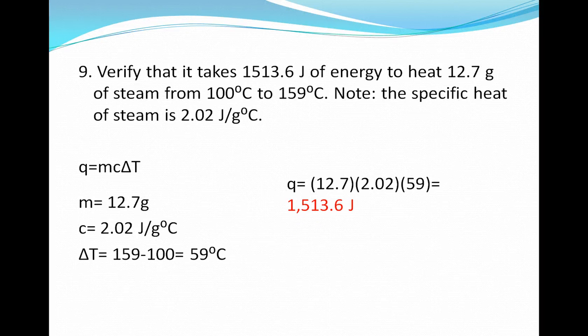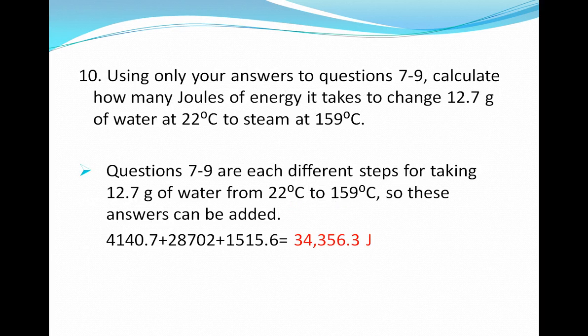Number 9 says, verify that it takes 1,513.6 joules of energy to heat 12.7 grams of steam from 100 to 159 degrees Celsius. The specific heat is 2.02. So this is not a phase change, so Q equals MC delta T. You're given your mass, your C value is given to you, and your delta T is 159 minus 100, so you get 59 degrees Celsius. You plug it all into your equation, you get 1,513.6 joules of energy, which is verifying it.